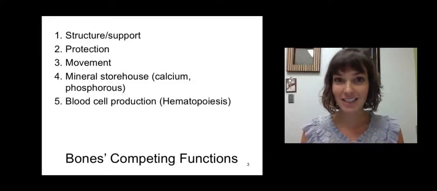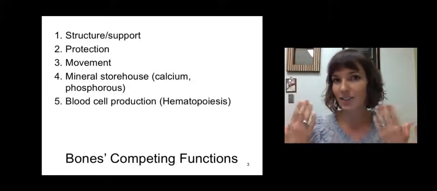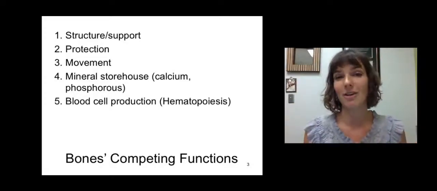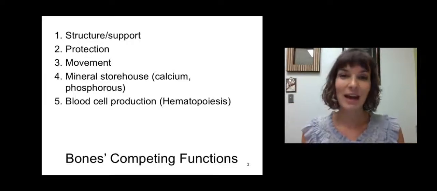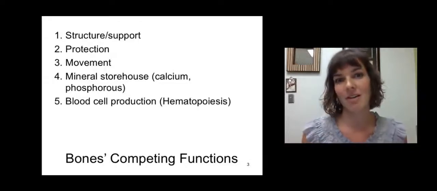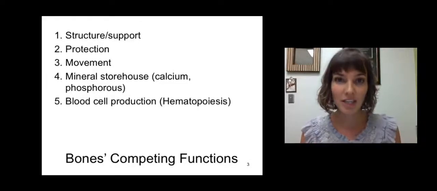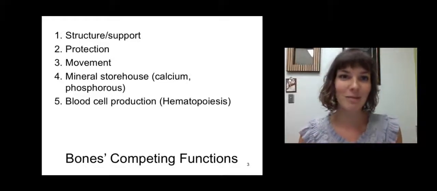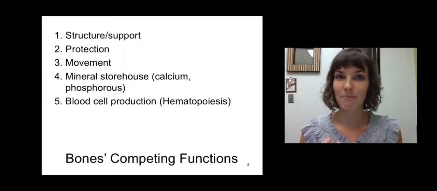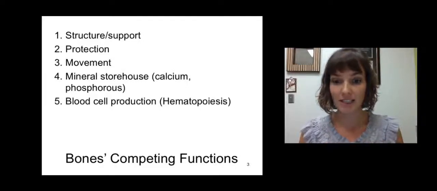Next, we have protection. So if you think about the skull, it is very important protection for our very important brains. We have vertebrae, for example, that are supporting and providing protection for the spinal cord. We also have the rib cage, as I just talked about, for structure and support, also being a protection for the organs, for the lungs and the heart.